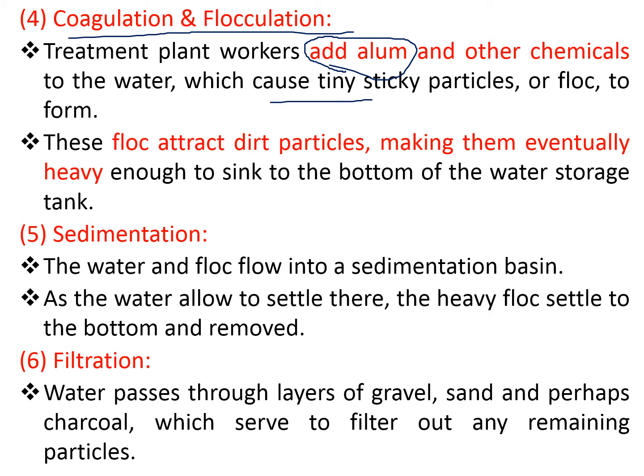Basically when we add alum to the water, it forms positively charged particles of Al+++, and generally the turbid particles in water are negatively charged. So both the particles combine together and make a bigger particle, which is generally called a flock. This flock attracts the dirt particles and eventually becomes heavy. So its size becomes large, and automatically under the force of gravity it will settle down.